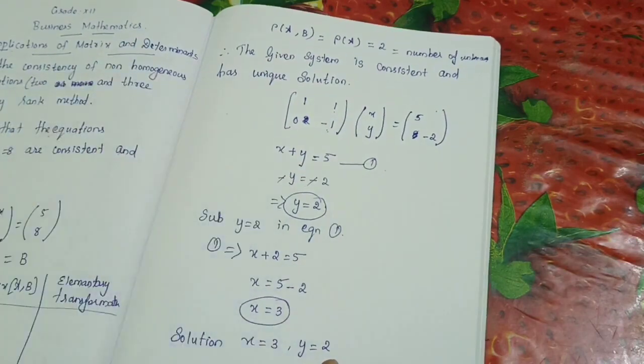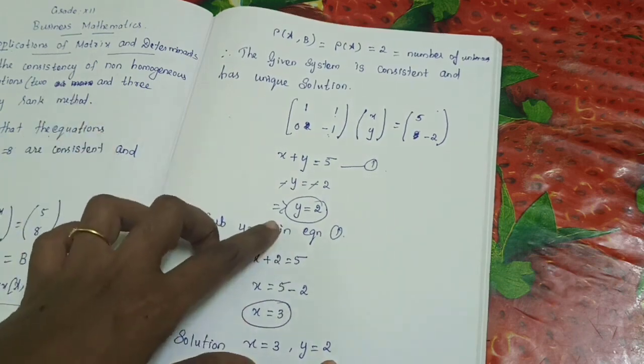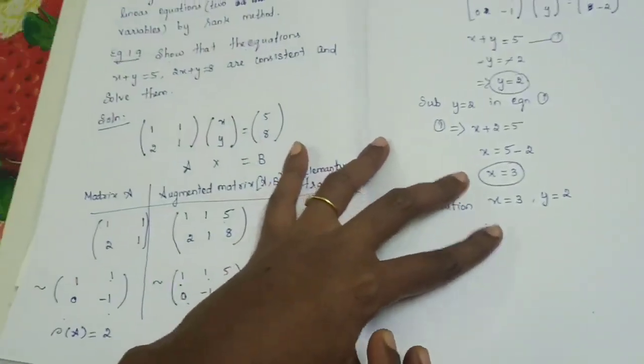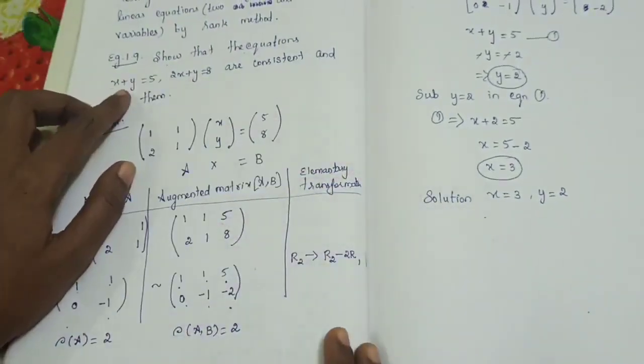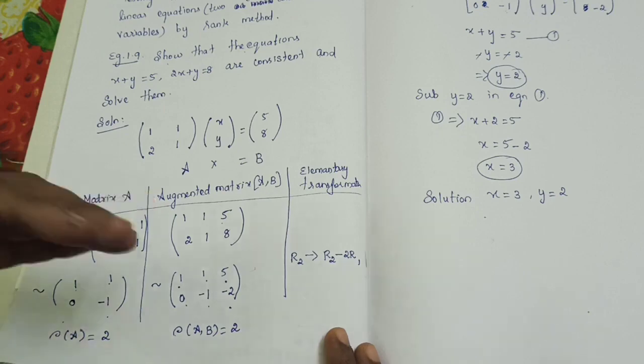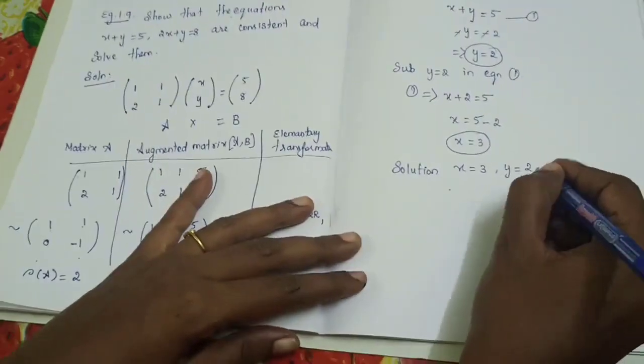The meaning is, two unknowns are there, x has one unique value and y has one unique value. That's the meaning. So for y you got 2 and for x we got 3. If you substitute these two answers in the given equation, you will get LHS equal to RHS. Okay, so this is a very important session. Go through this and practice again and again. Okay, let's start the next question.